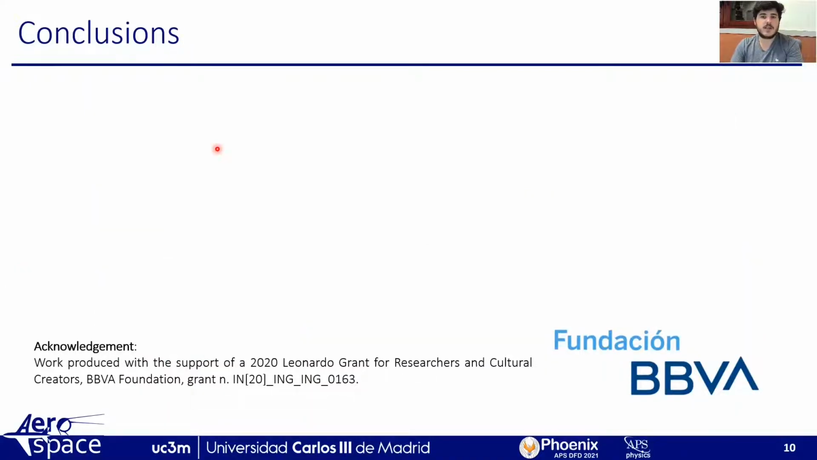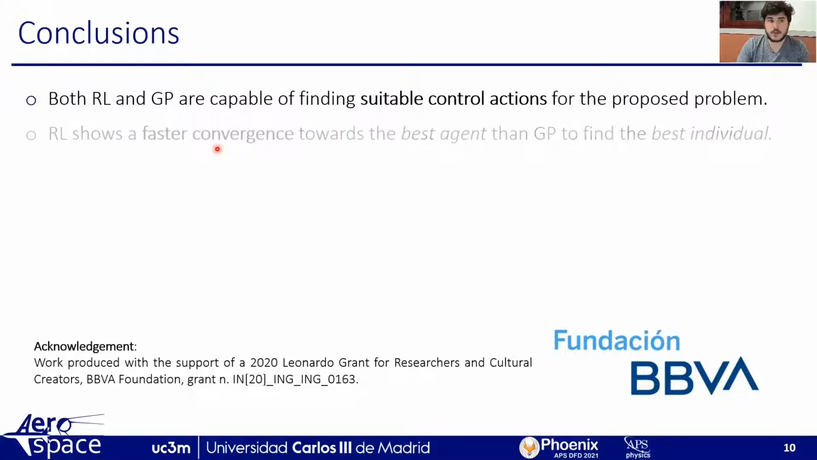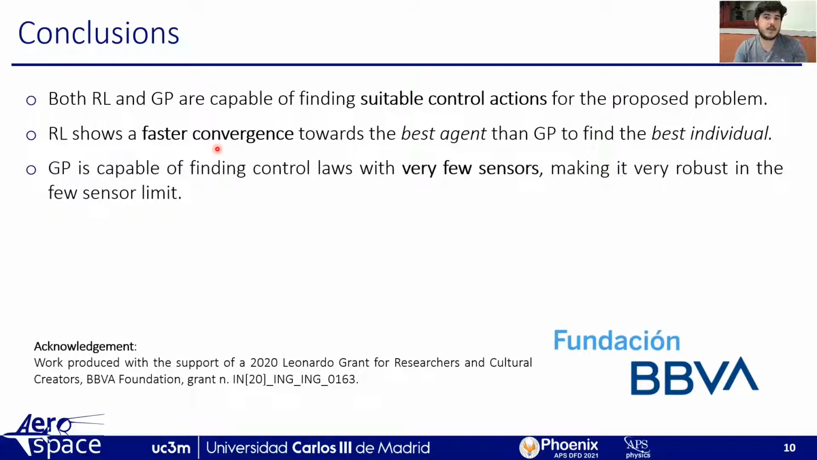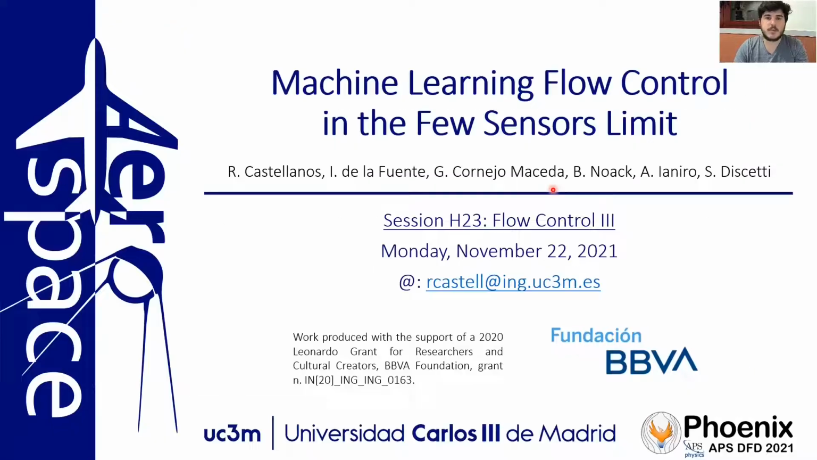So just to finish, let me read the conclusions that we can draw. Both reinforcement learning and genetic programming are capable of finding suitable control actions for the proposed problem. However, reinforcement learning converges way faster, and genetic programming reaches better performance with a few number of sensors, which is very good. This tells us that XMLC stands as a computational tool for designing flow control experiments, telling us the best number of probes, but not only that, also the locations prior to doing the experiment.